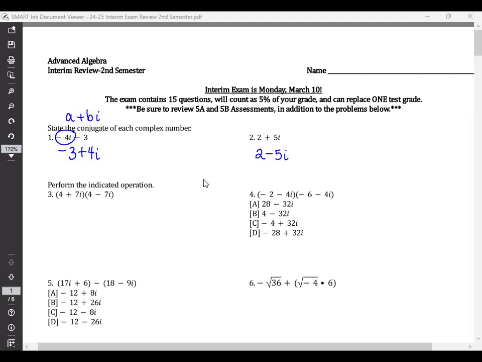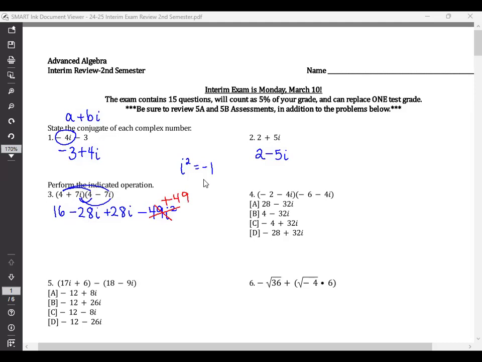So something special happens when you multiply, but just go through the motions. 4 times 4, 4 times negative 7i, 7i times 4, and 7i times negative 7i would be negative 49i squared. But we need to know our powers of i, especially i squared. And i squared is -1. So negative 49 times -1 would become positive 49.